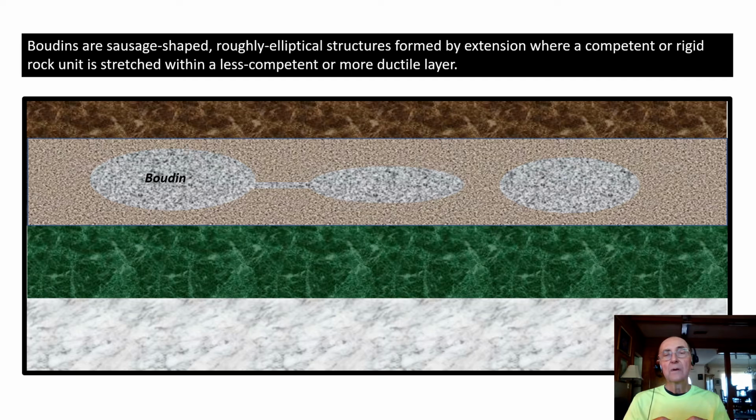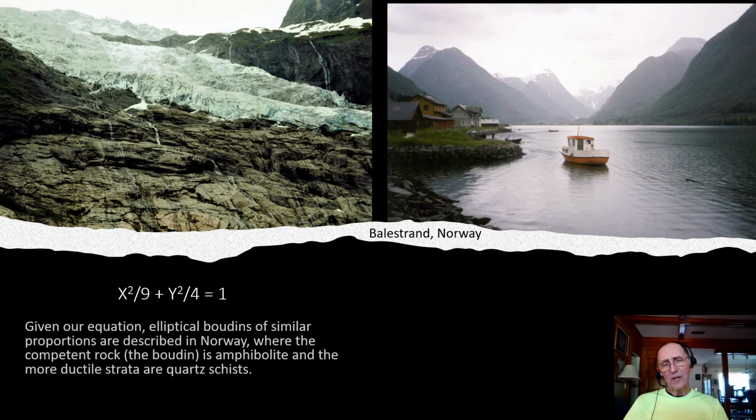Boudins are roughly elliptical structures, kind of shaped like a sausage, that form by extension where a competent or rigid rock layer is stretched within a less competent, or if you will, a more ductile layer. If you look at the equation that I have given you here, I can tell you that elliptical boudins of similar proportions are described in Norway, where the competent rock, the boudin itself, is composed of amphibolite, and the more ductile strata are quartzitic schists.